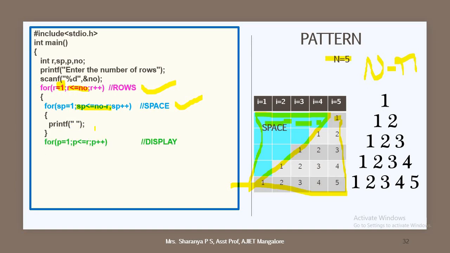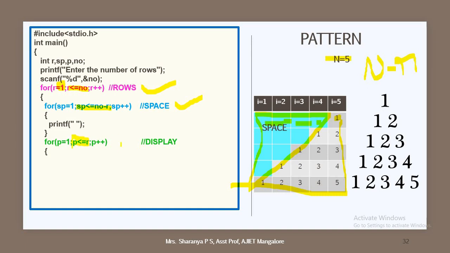The next is the for loop that we use to print the content. Here first it prints 1, and next 1, 2, then 1, 2, 3. So there's a third for loop for display purposes. P is also running along with r. When r has the value 1, it runs 1 time. When the r value is 2, this inner loop executes 2 times, as we observe here. That's why we have connected the condition p is less than or equal to r.